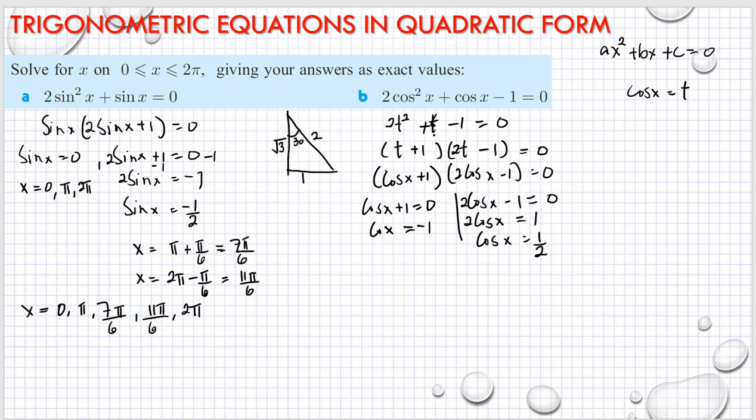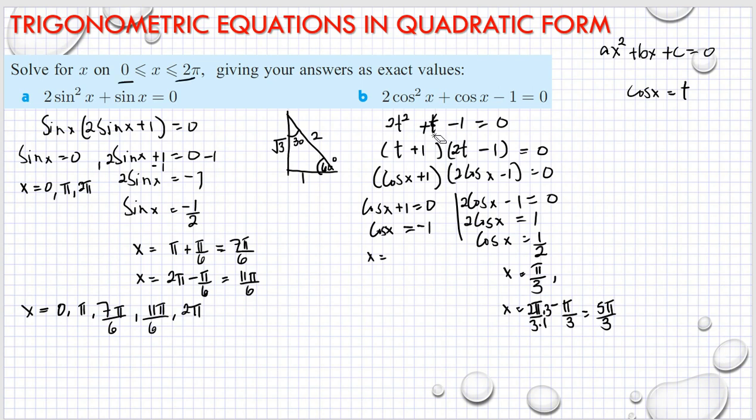Okay, let's start with cosine x is equal to 1/2. Cosine, that means that's 60 degrees. So we have x is equal to pi over 3. And then in the fourth quadrant, we have x is equal to 2 pi minus pi over 3. Then we have 5 pi over 3, since 2 pi is 6 pi over 3.